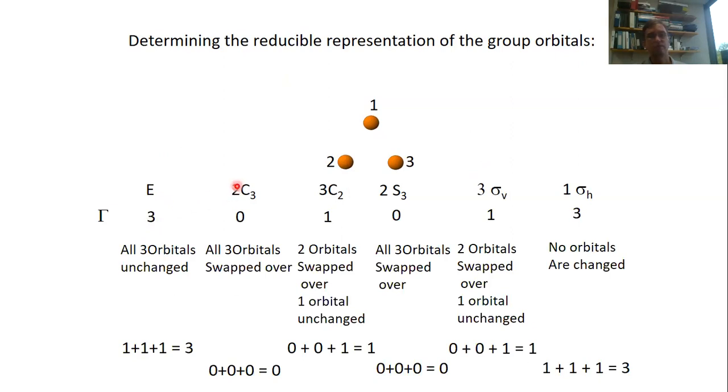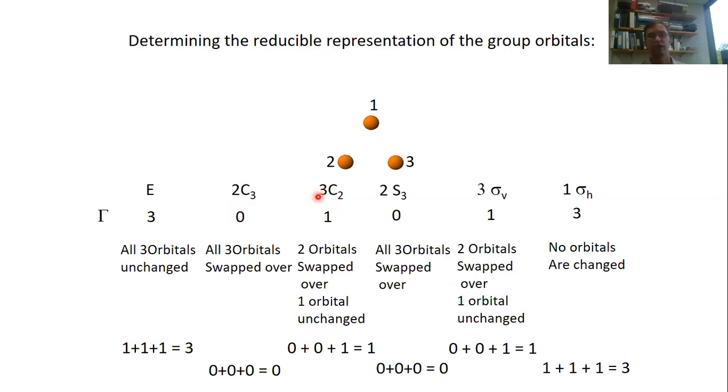Now for the C3 symmetry operations, we have a C3 axis standing perpendicular to the plane of the molecule, going through the boron atom. As we rotate by 120 degrees, we move orbital 1 into the position of orbital 3, orbital 3 to orbital 2, and orbital 2 into the position of orbital 1. So all of them change position. Therefore, each of them gets the character 0, and the sum is again 0.